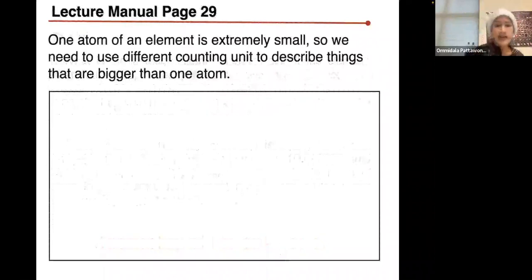So far, we have looked at only one atom. But an atom is extremely small, and in reality, you don't measure out just one atom. When you measure out a sample of some element, it's going to contain more than one atom. So in this section, we are going to learn about counting units, which describe things bigger than one atom.